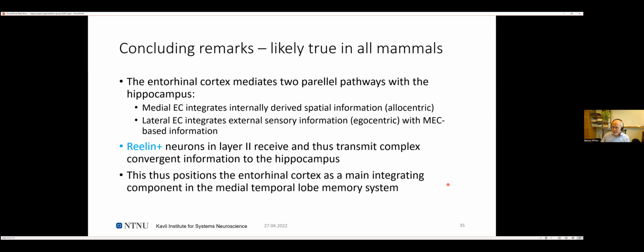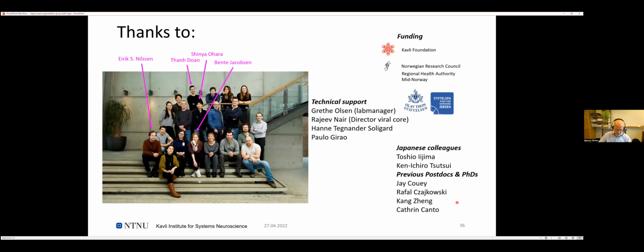So it's not simply a structure that conveys information into the hippocampus and then conveys information from the hippocampus back to the cortex. It actually integrates that information already to a very high and complex level. And with that, I'll stop because I'm definitely running over time.